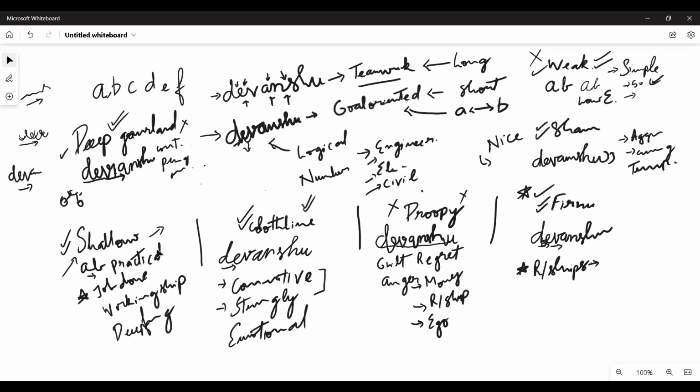You understood everything? Yes. Shallow, clothesline, droopy, firm, weak, sham, and deep garlands. Everything is in one page. I'll do it for you, and the recording you will get anyways, so you can just refer to it.